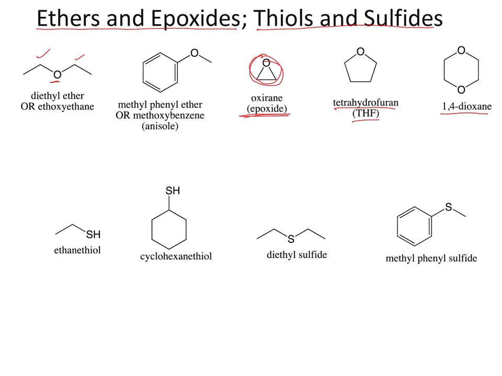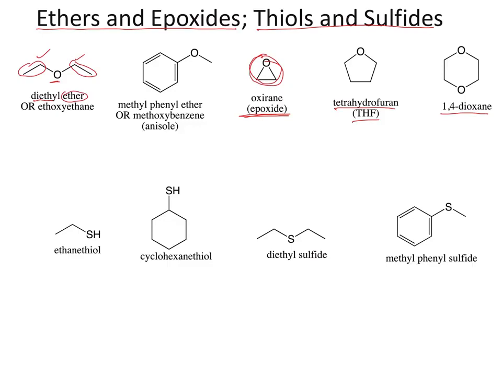Let us go to the naming of these compounds. Here we do have ethyl groups. So the first way to name them is to look at the side chains as alkyl groups. So this is going to be diethyl ether. So we end with ether.